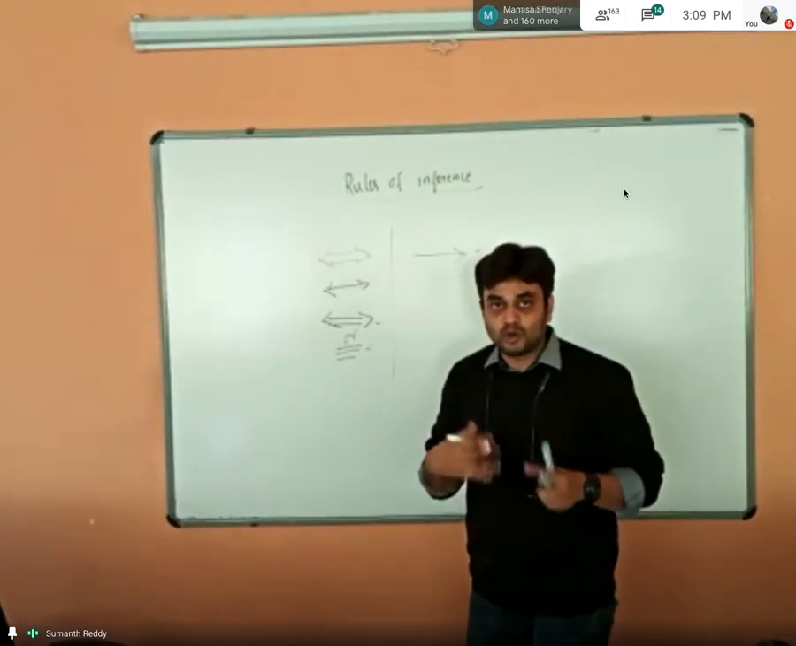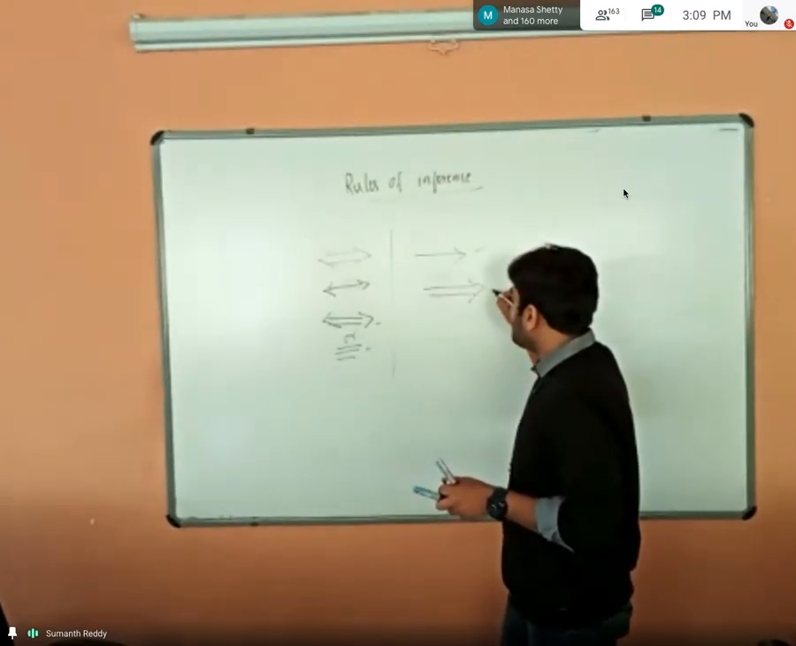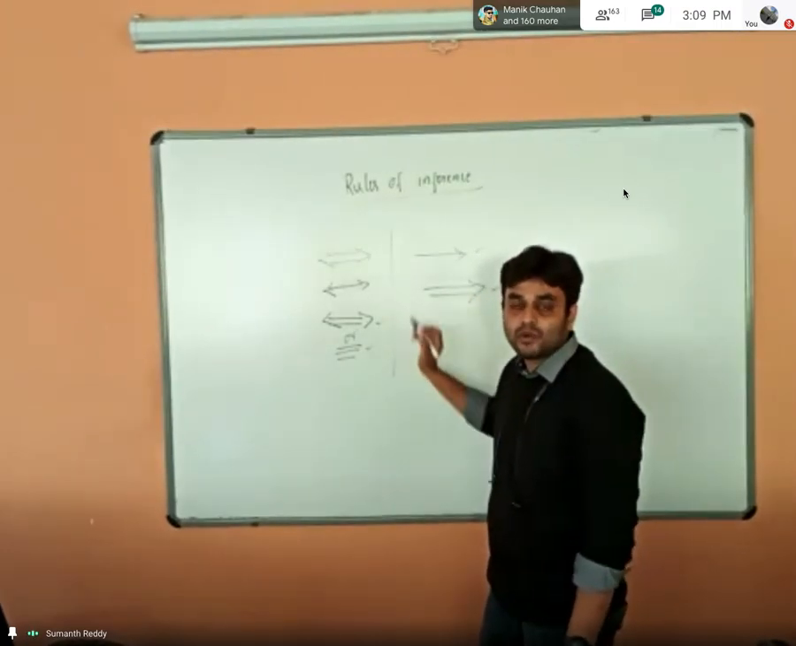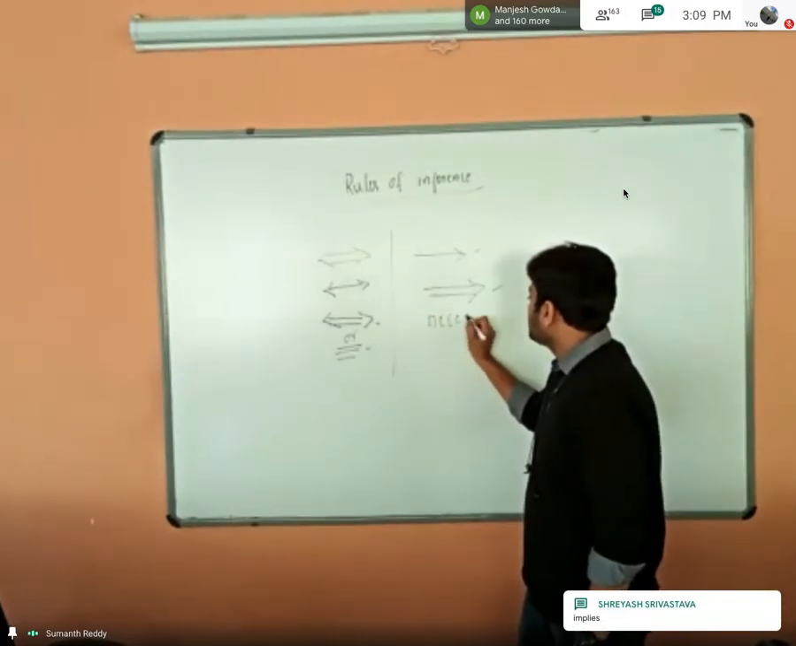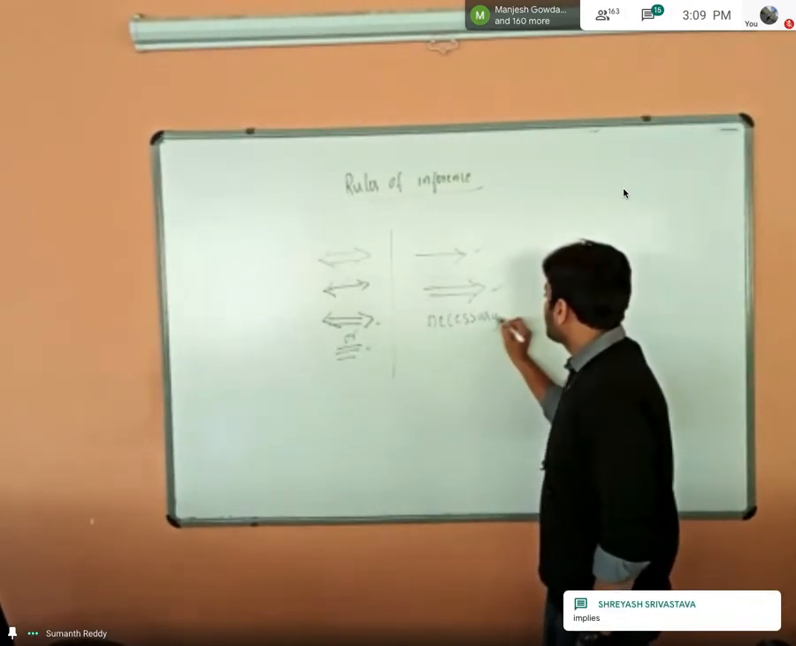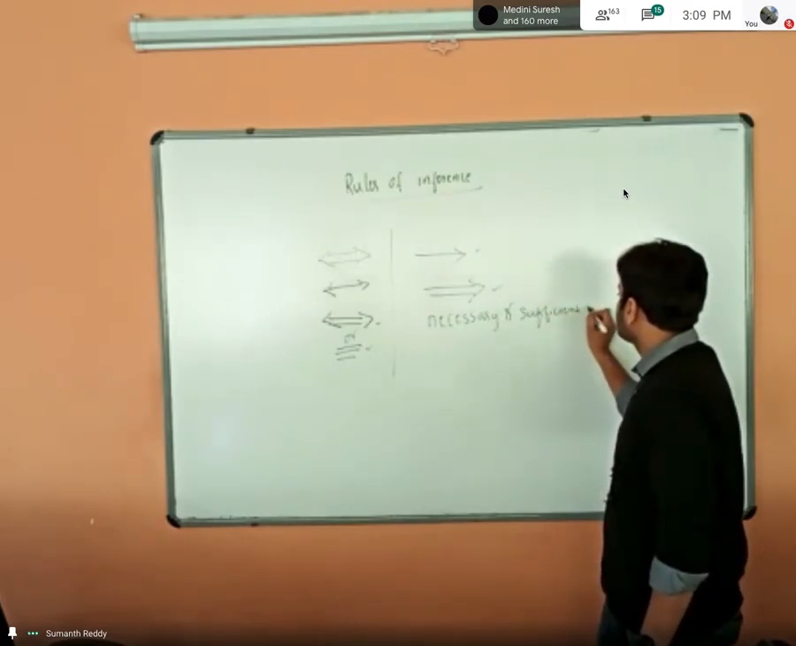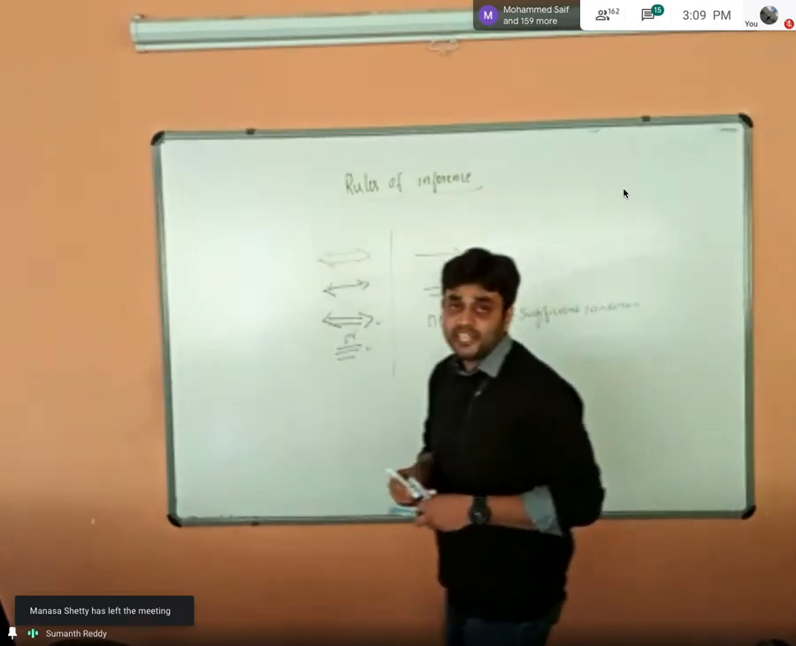So now I will introduce one more symbol for you. Okay, this one. And what is the meaning of this? See, actually here I have used an arrow at the right side, not at the left side. Okay, only one arrow I have used. And the meaning of this is necessary and sufficient condition. Necessary and sufficient condition. Okay, so what is the meaning of that?